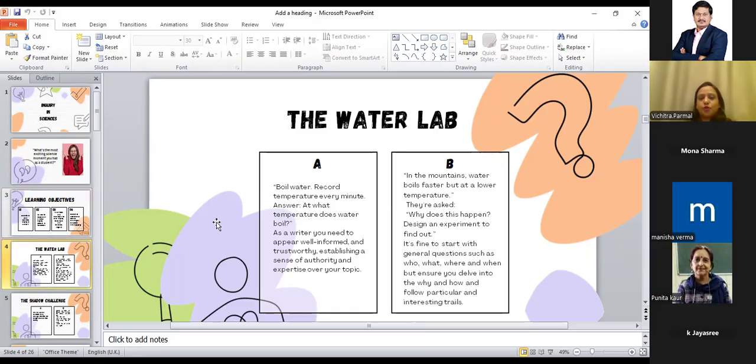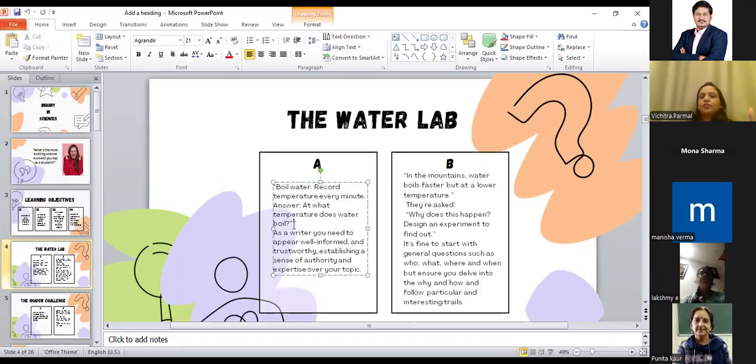So scenario A says, boil water, record temperature every minute. At what temperature does water boil? And in scenario B, in the mountains, water boils. Here the teacher is putting up a different scenario. In the mountains, water boils faster but at a low temperature. Now the students are asked, why does this happen? Design an experiment to find out.